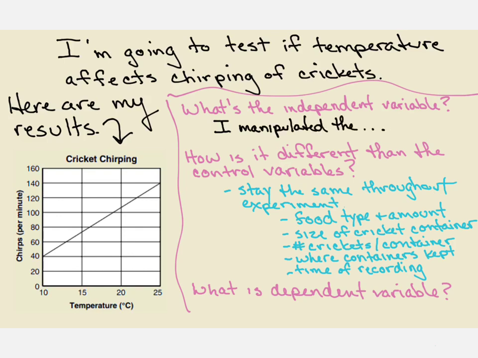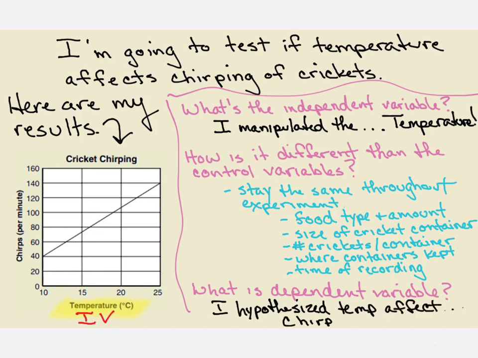Now, I manipulated the what? The independent variable causing change. Which variable? It's the temperature. The temperature, I think, is going to affect the chirps. So the dependent variable is the chirps. Chirps are the dependent variable. Temperature is the independent variable. All right, easy peasy lemon squeezy.